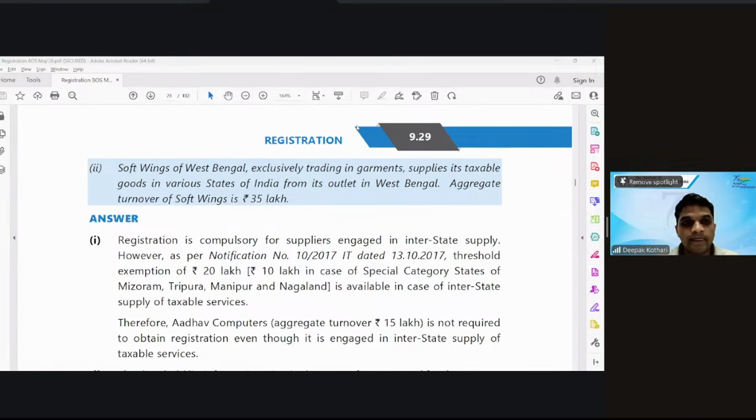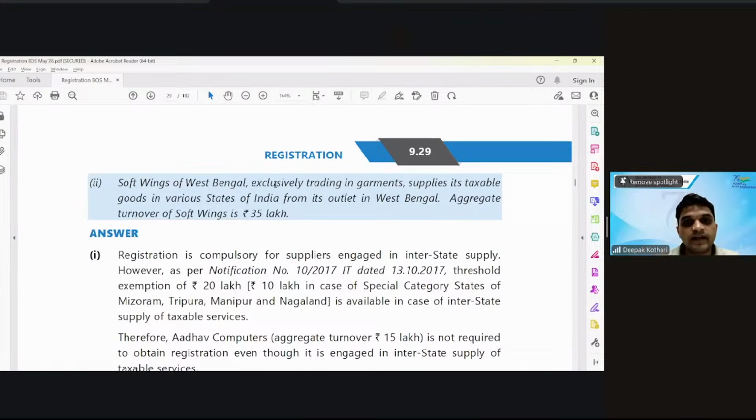Okay. Next, Soft Wings of West Bengal is exclusively trading in garments. It supplies taxable goods in various states of India from its outlet in West Bengal. Aggregate turnover of Soft Wings is 35 lakhs, and in West Bengal the limit is 40 lakhs for goods. So it is 40 lakhs for goods and his turnover is below 40 lakhs. So should he take compulsory registration or not?